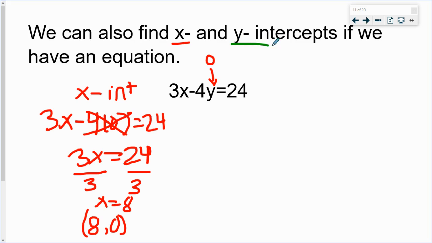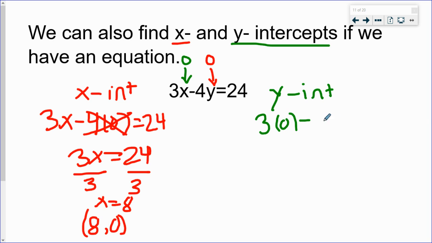To find a y-intercept, we need to plug 0 in for x because we want our y value when x is 0. So to find the y-intercept, we will do 3 times 0 minus 4y equals 24.